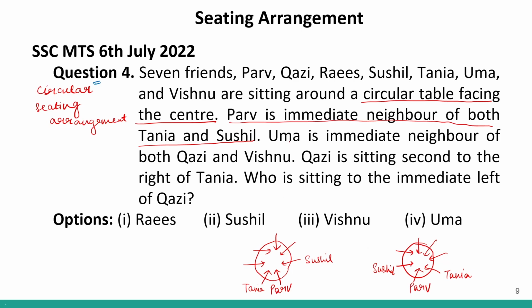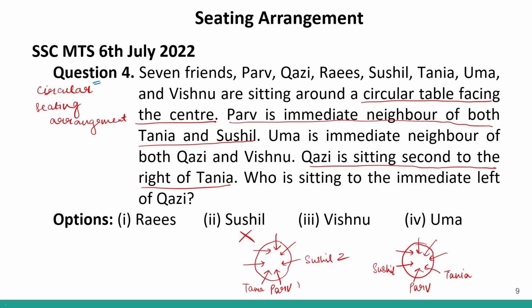Now it is given to us that Uma is immediate neighbors of both Kazi and Vishnu. We will hold this information. Let us move on to the next information. The next information says that Kazi is sitting second to the right of Tanya. So if Tanya is over here, Kazi is sitting second to the right. That means 1 and 2. But over here we already have Sushil. Therefore, this is not the correct possibility.